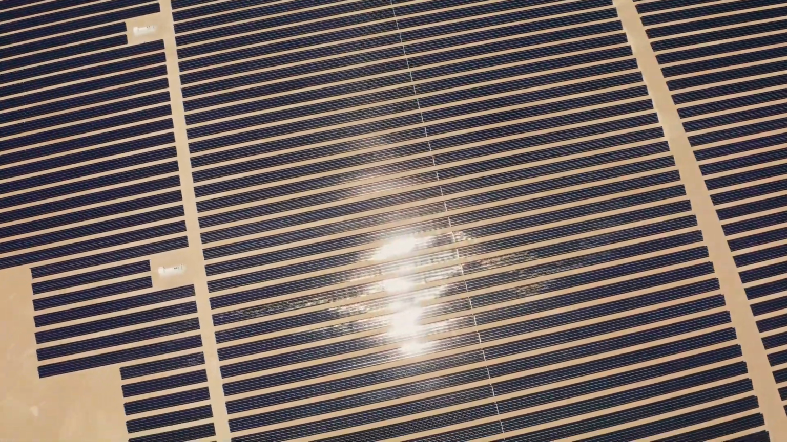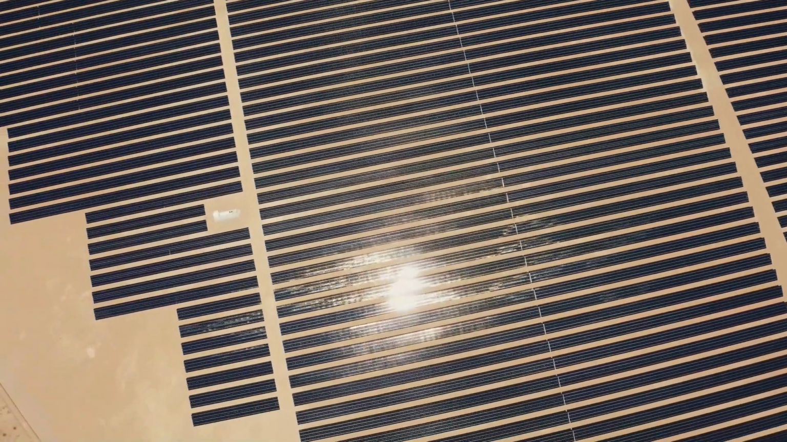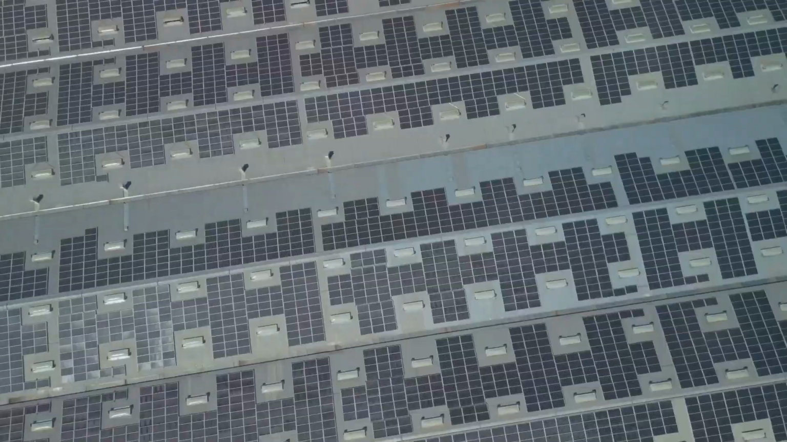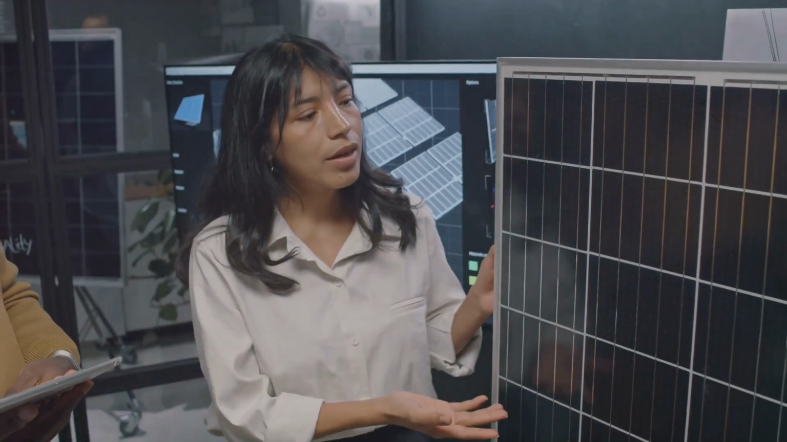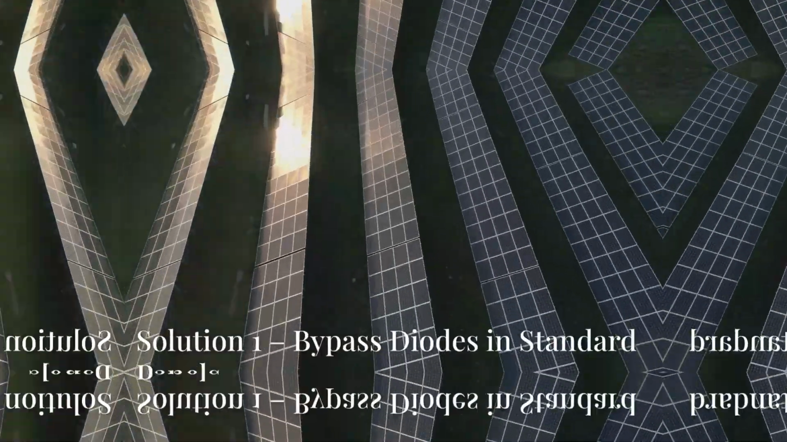We'll break down 4 main solutions to shading: bypass diodes, microinverters, power optimizers, and advanced panel designs like half-cut or shingled cells. I'll walk you through each one and compare them to help you decide which solution might work best for your setup.